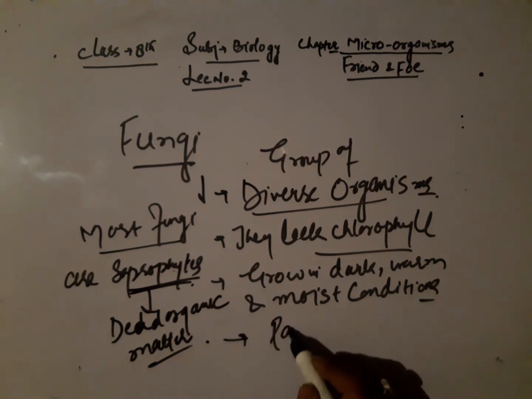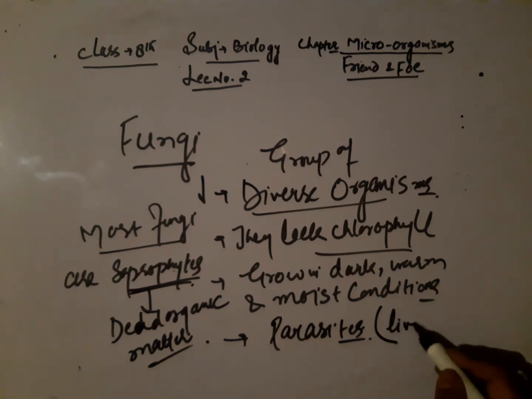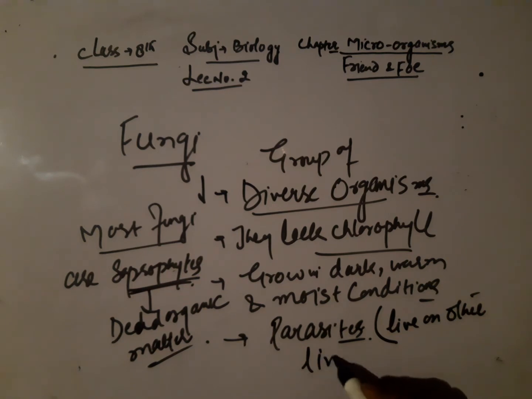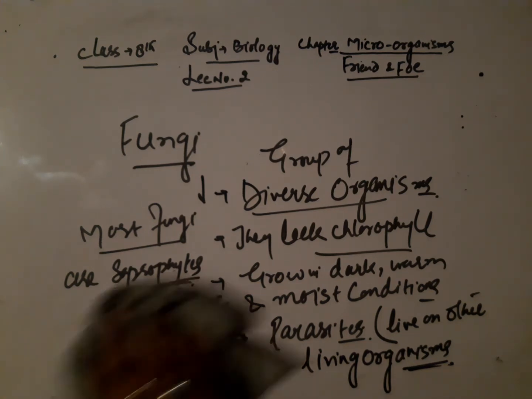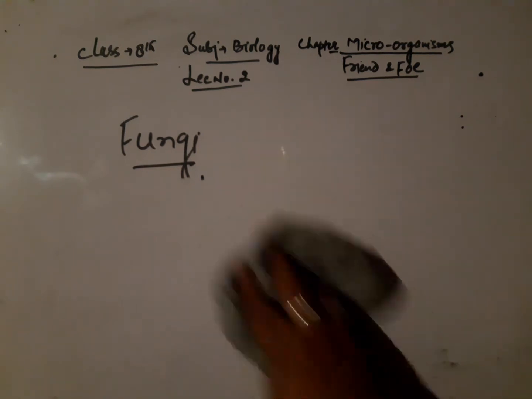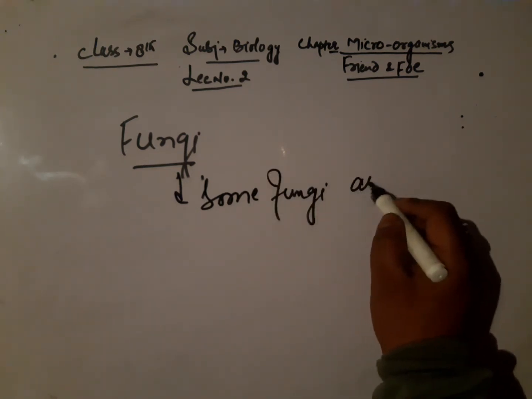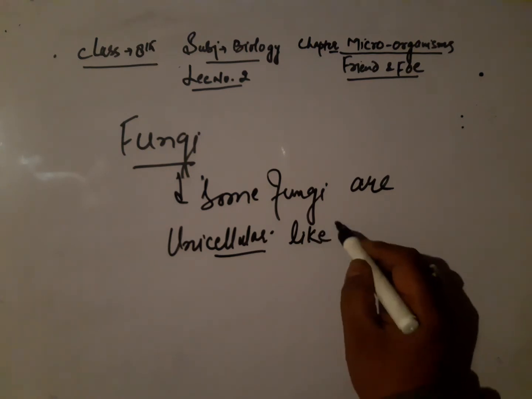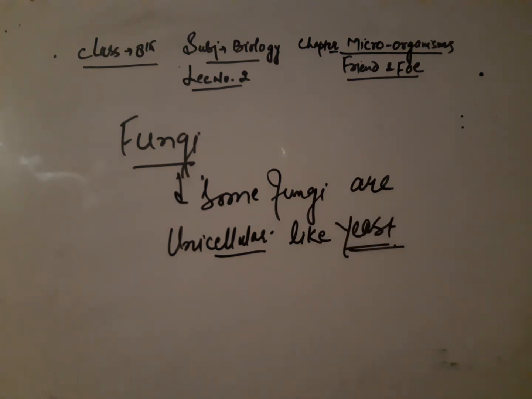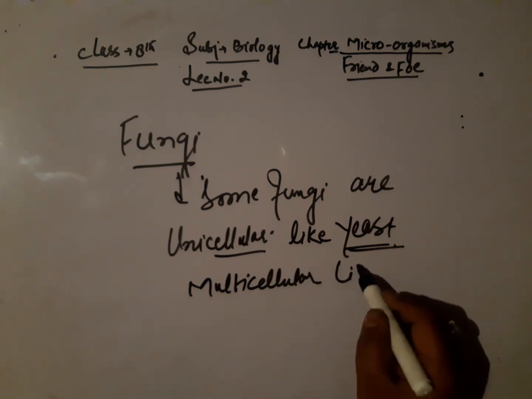Some fungi are also parasites. When we say parasite, that means they live on other living organisms. Fungi are both unicellular as well as multicellular. Some fungi are unicellular, like yeast, or some are multicellular, like mushroom.